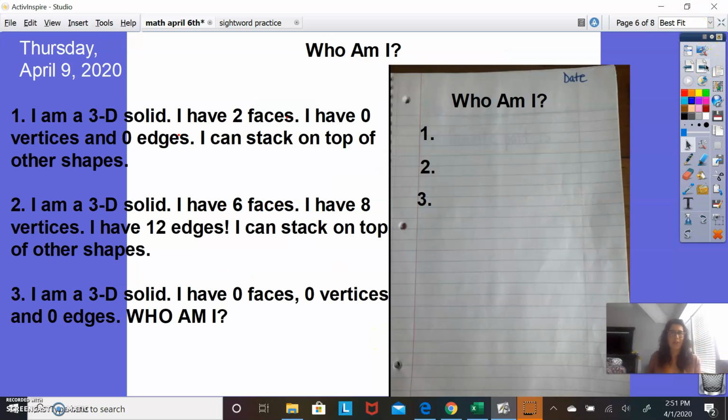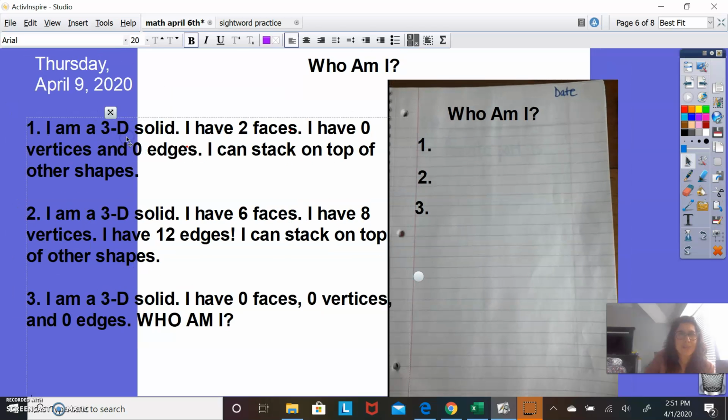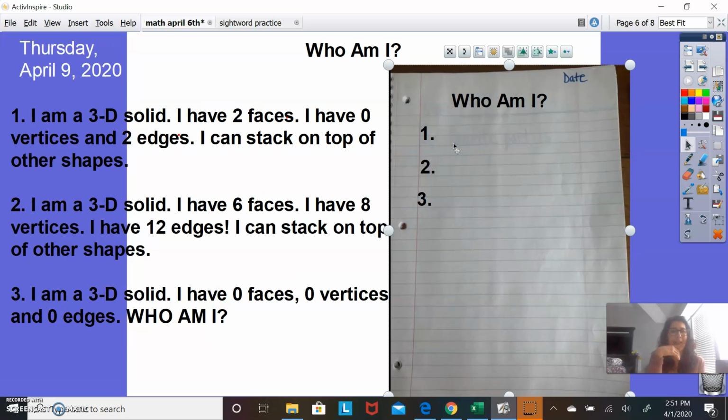Let's move on to Thursday. Thursday was a Who Am I riddle. And so I am interested to see if you got these. Let's read the first one. I am a 3D solid. I have 2 faces. I have 0 vertices. And then this would say 2 edges. I can stack on top of each other. Who am I? I have 2 faces. I don't have any vertices, any corners. And I have 2 edges.